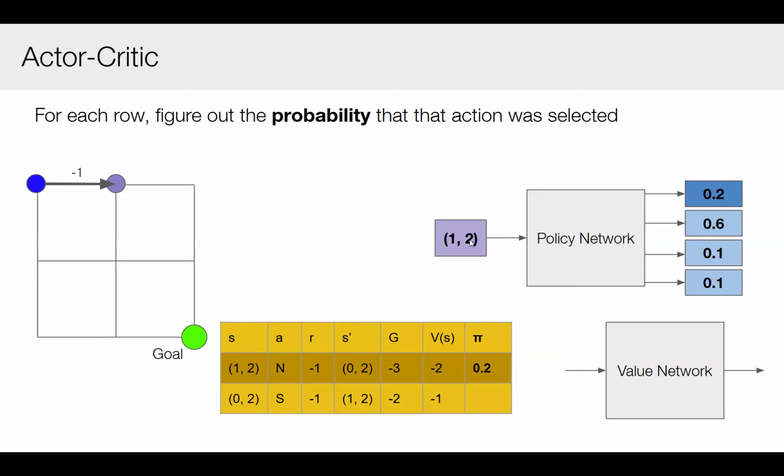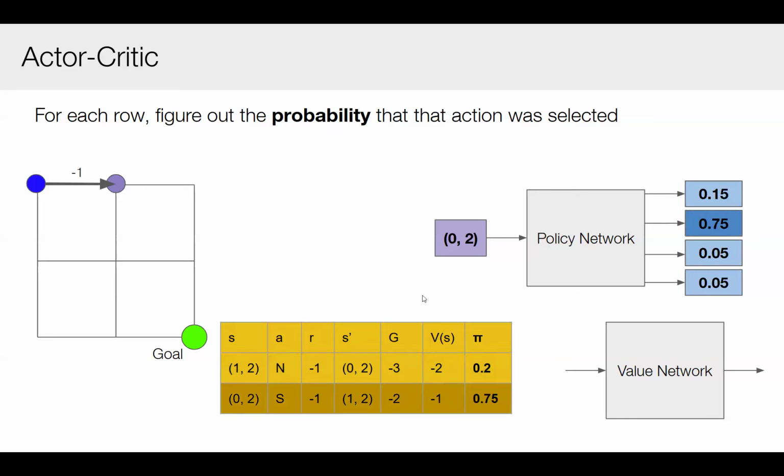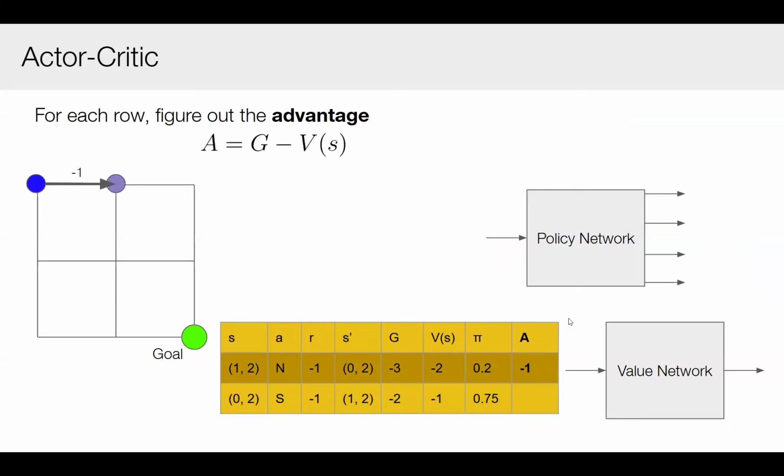So that can be done by passing our state 1, 2 to the policy network and looking up the corresponding output that we care about that corresponds with action north, right? Moving up, for example. And let's just say that's -0.2, right? We can do the same exact thing for the bottom row as well in the batch. So now that we have these, as I said, we can't train directly on the returns, right? We need to convert them to advantages first, so they actually have meaning. And we can just do that.